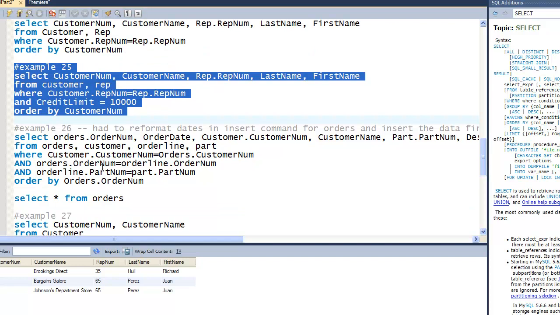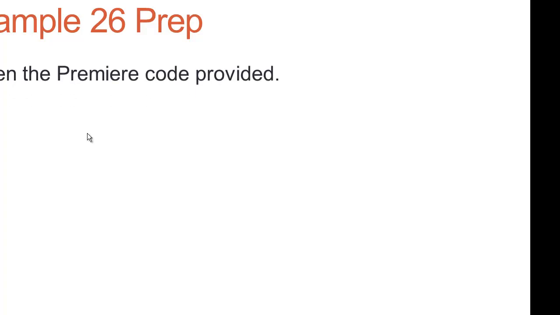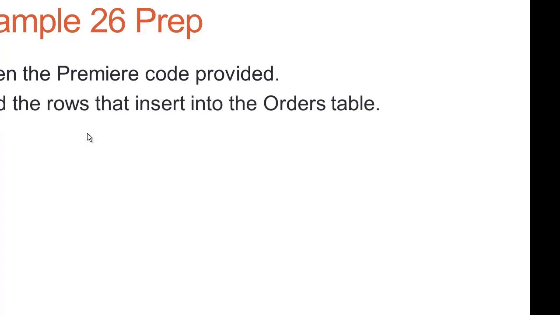The third and final example of joining tables is example number 26. In order to do this example, you need to do some prep. When you get into your Henry Books and your Alexamara group for your homework assignments that you have this week and next week, you also need to do this same prep to any date fields that you have. What I need you to do is open the Premier code that was provided and find the rows that insert into the orders table.